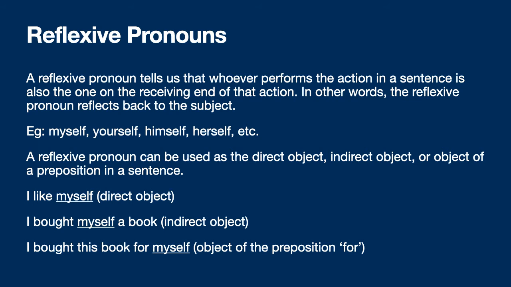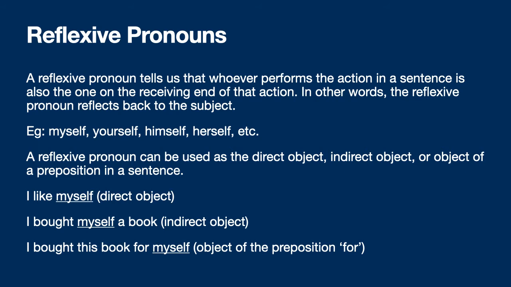First sentence, I like myself. Here, myself is a reflexive pronoun, and that comes as the direct object of the verb like. What do I like? I like myself. So, here, myself is the direct object.